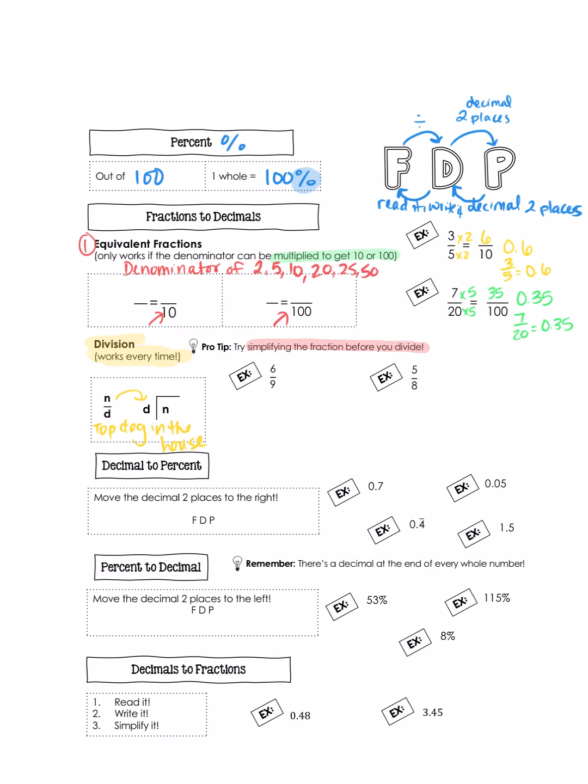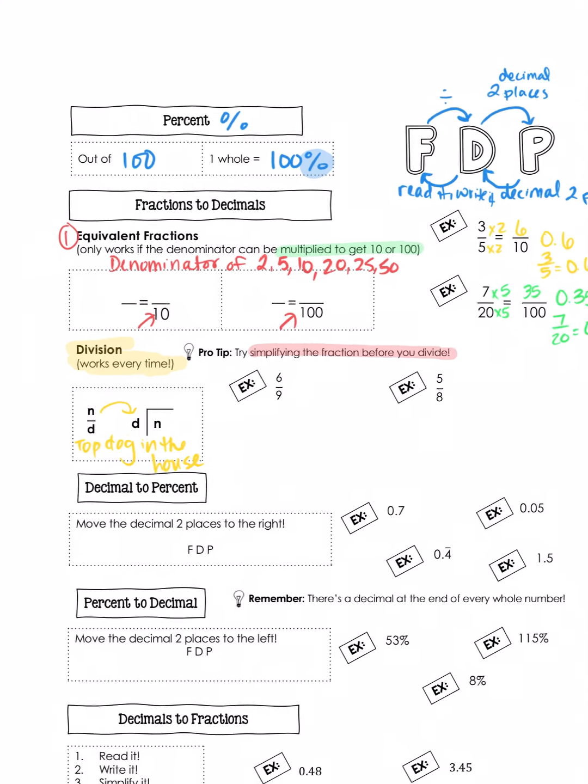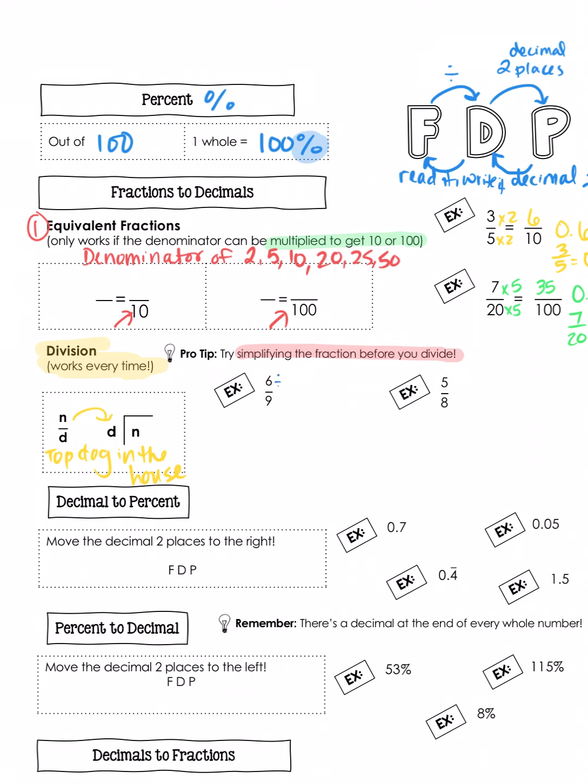So 6/9, I'm going to use that little tip, and I'm going to simplify that first, which I could divide both of those by 3 and get 2/3. Now I can't make that equal to 100, so I'm going to have to divide. So I'm going to do 2 divided by 3. Again, the top dog goes in the house, meaning the top number. Then 3 does not go into 2, so I put my 0, and I'm going to put a decimal. I bring that decimal straight up.